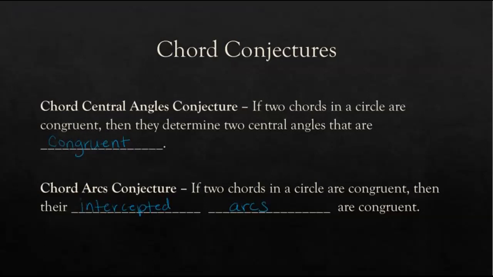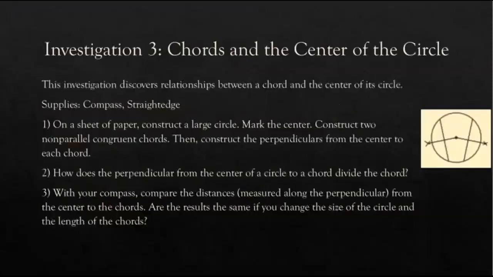Let's look at our third investigation. We're going to need a compass and a straight edge. You're going to construct a large circle, mark the center, and then make two non-parallel congruent chords. Construct the perpendiculars from the center to each chord. How does the perpendicular from the center of a circle to a chord divide that chord? With your compass, compare the distances from the center to the chords. Then you could try to see if the results were the same if you change the size of the circle or the lengths of the chords.